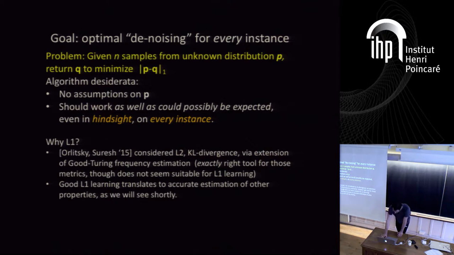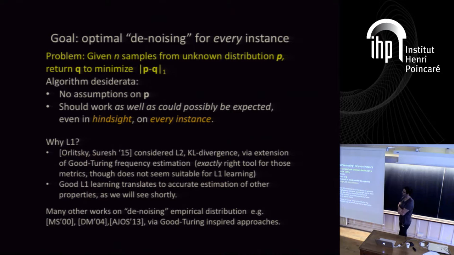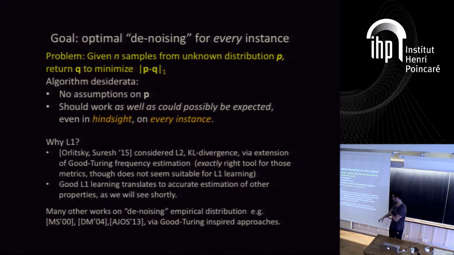So there are many other works on denoising the empirical distribution. Almost all the ones I know proceed via Good-Turing-inspired approaches. Okay, so how many people are familiar with the Good-Turing estimate? So what's a Good-Turing frequency estimation?